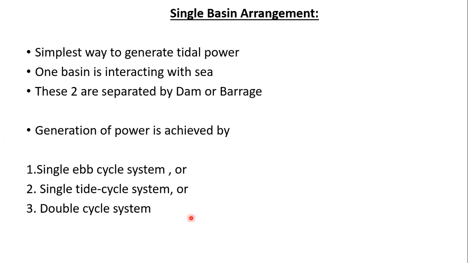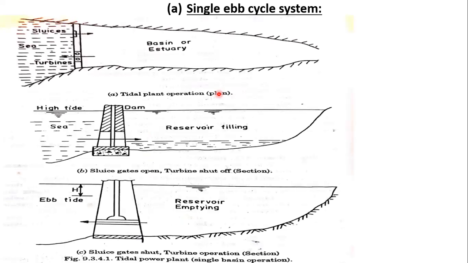If you go for the first one, the single upcycle system, this is the single upcycle system diagram. When the flood tide comes, flood means we are getting large amounts of water, so we can term this flood tide as high tide. In technical terms, we call this high tide flood tide. When the flood tide comes, the sluice gates are opened.